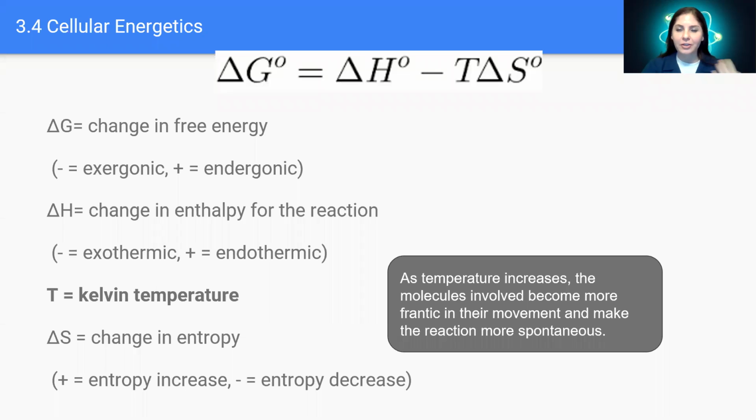So next thing that goes into this Gibbs free energy or available energy equation is temperature. And so as the temperature increases, the molecules involved become more frantic and they're moving around a lot more, and they make the reaction more spontaneous.